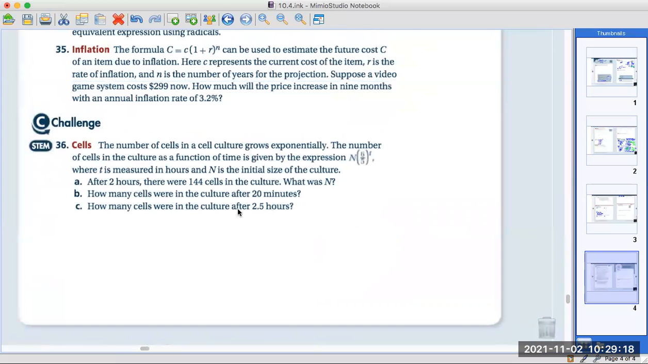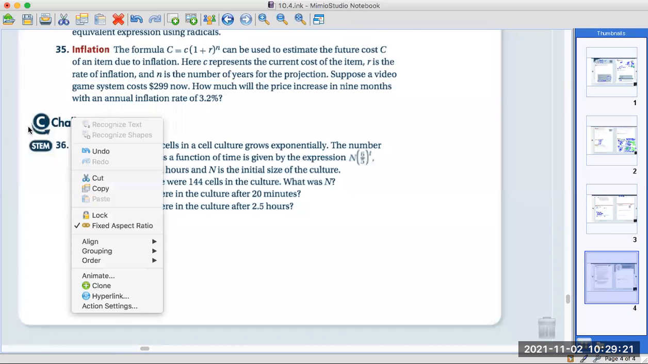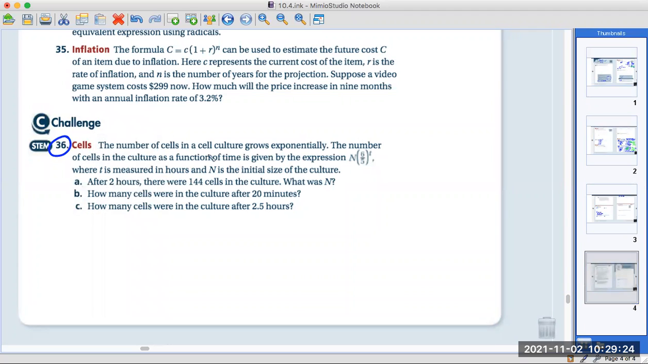On the bottom, we have this challenge, number 36. Again, we have a function. It's an exponential function. It's talking about cells that grow exponentially. The number of cells in the function is given by this expression where t is measured in hours. Write out what t is. Remember, that's an exponent here. That's raised to the power of t. And n is the initial size. This is what we start out with. So you could write this as y is equal to n, the initial size. This is your base.